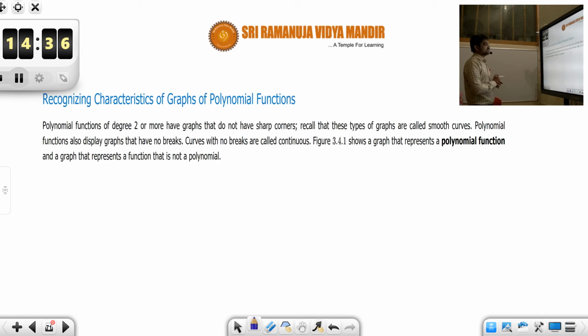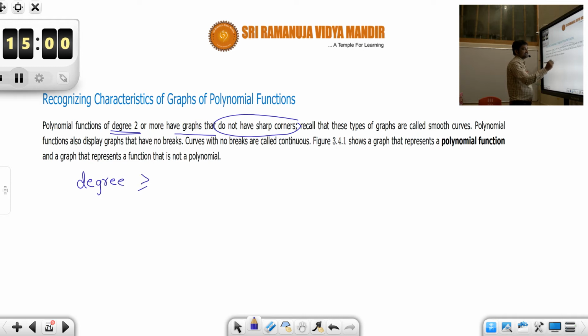So, recognizing characteristics of graphs of polynomial functions. Students, first of all, polynomial functions of degree 2 or more have graphs that do not have sharp corners. What should the degree be? The degree should be greater than or equal to 2. Then they have no sharp corners.